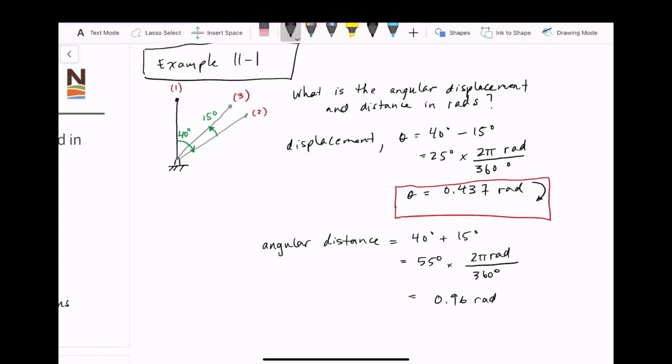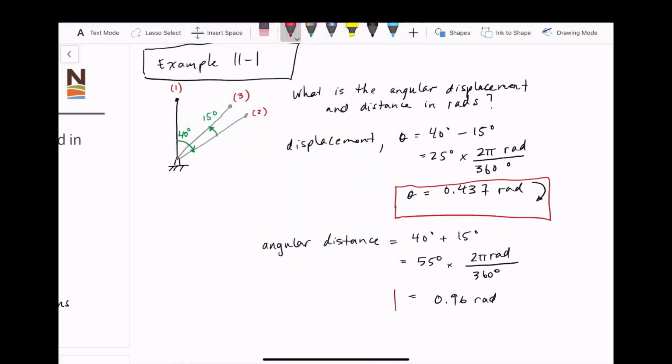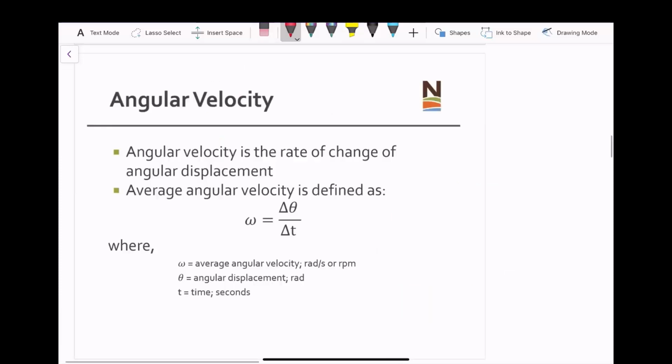0.96 rads. And for this answer, we do not need to give it a direction since it is just a scalar that they are looking for. So next we have velocity.